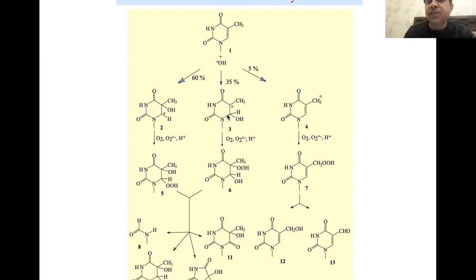Then this kind of radical center is generated. Another important aspect is hydrogen abstraction. Hydrogen abstraction can occur from the methyl group attached to one of the carbon centers, leading to generation of a CH2 radical in this part. Percentage-wise this is very small, only 5%. Now the oxygen effect becomes the most significant, which I told you before. This oxygen reacts with radicals and forms a peroxyl radical.